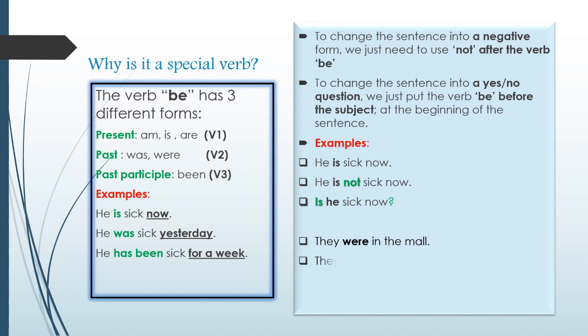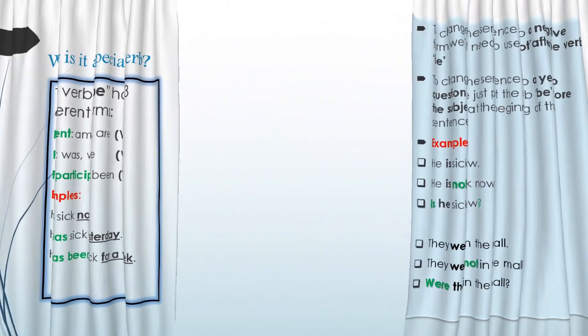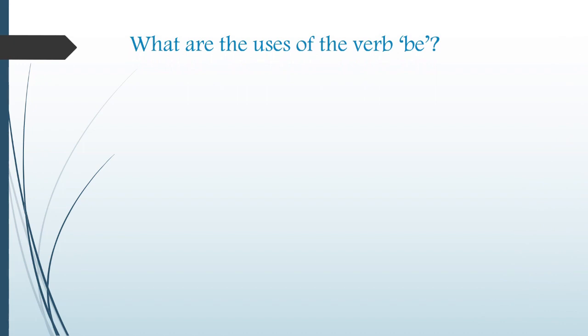Another example with the verb were, we say they were in the mall. If we want to change it into negative, they were not in the mall. And to make it a question, we put the verb were at the beginning of the sentence. It will become a question. Were they in the mall? One more thing is, don't forget to put the question mark at the end of each question, because it is very important in English.